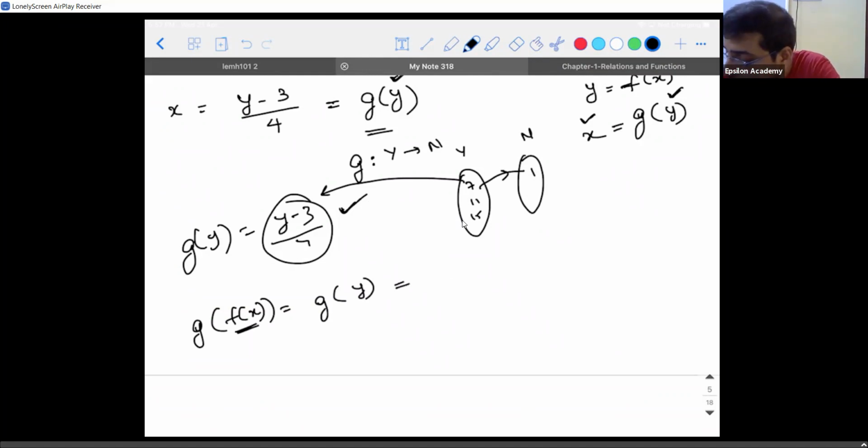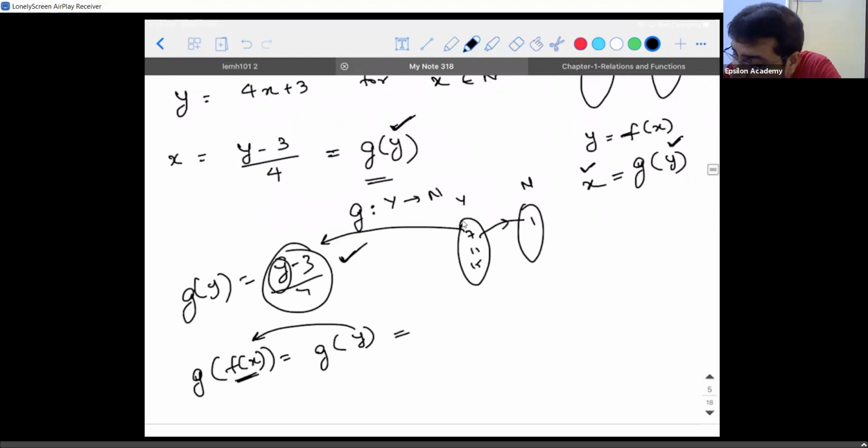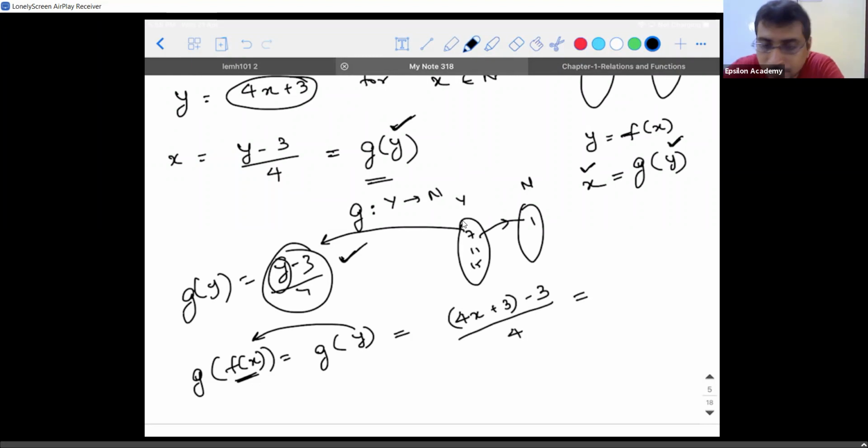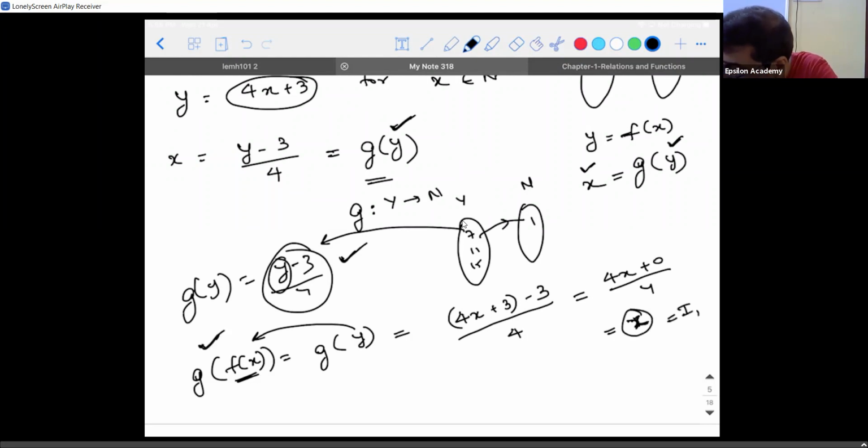So g of f of x will be equal to what? In the place of y, you are going to replace it with f of x. So what is the value of y now? Is it not 4x plus 3? Yes, sir. So you will write (4x plus 3 minus 3) the whole divided by 4. How much are you going to get? 4x plus 0 divided by 4. The answer will come out as x. So g of f of x is going to give you x, that is I of x. Hence it is an inverse function.